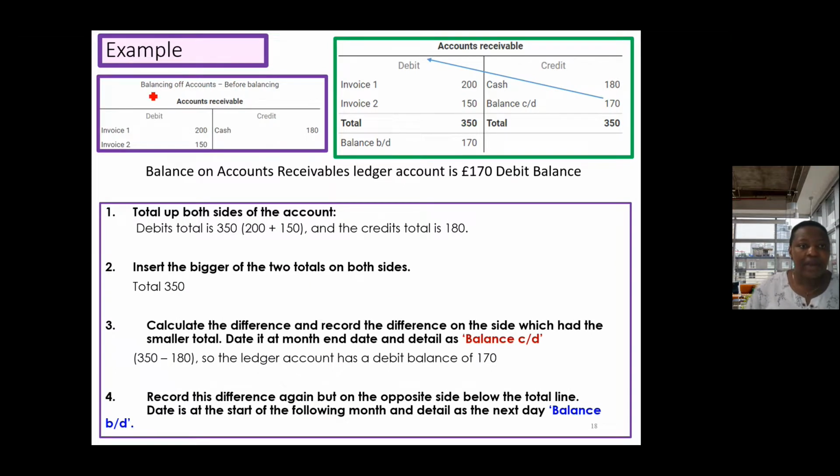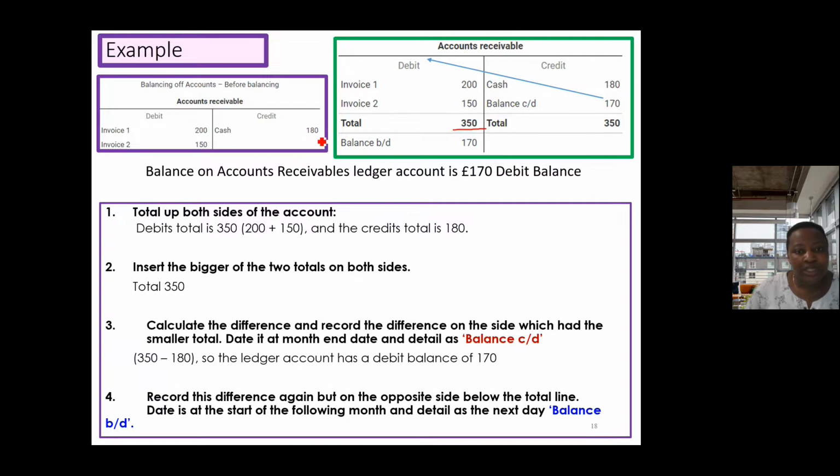So here we have the accounts receivable ledger account, with the debit side and the credit side. Invoice 1 is 200 on the debit side, invoice 2 is 150 on the debit side. It means your accounts receivable increased by 200 and 150. Don't forget, accounts receivable is an asset account, right? And then you have your credit. Maybe one of your customers paid cash of 180. The 200 and 150 should give us 350 pounds, and we have it here.